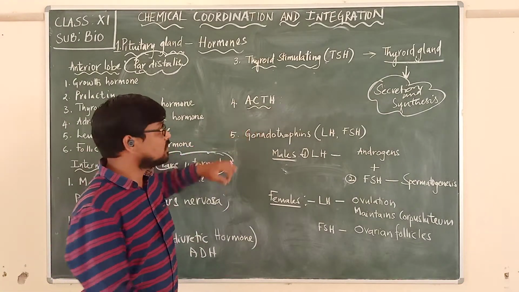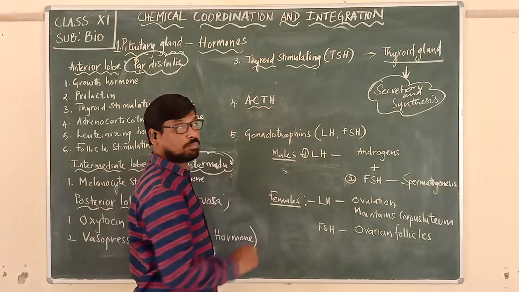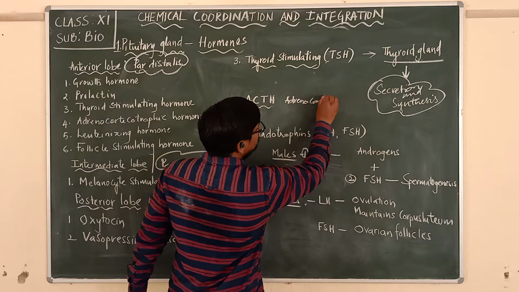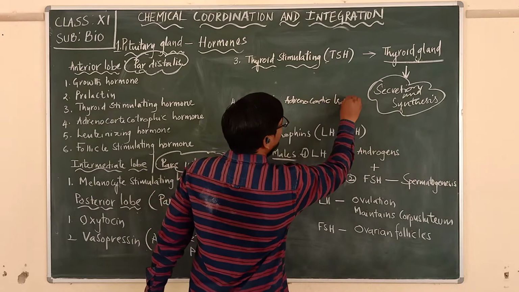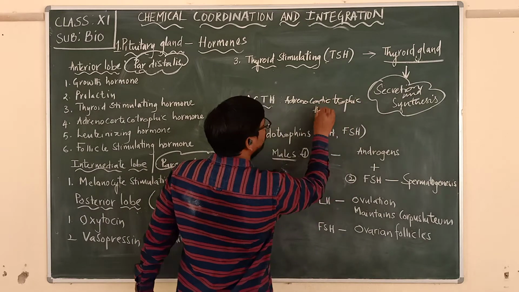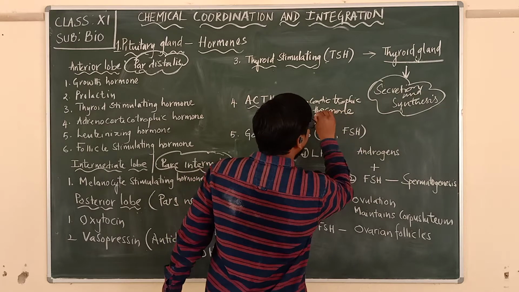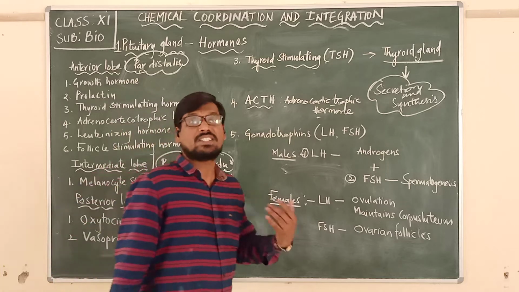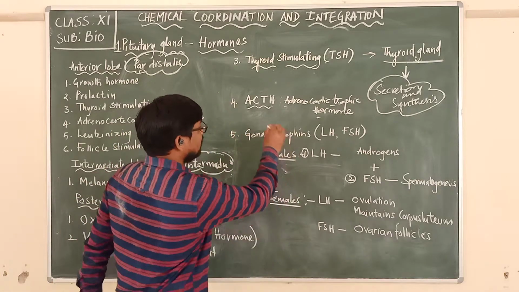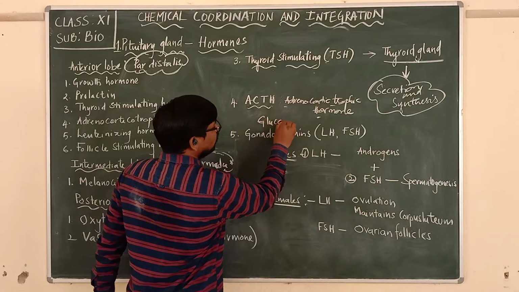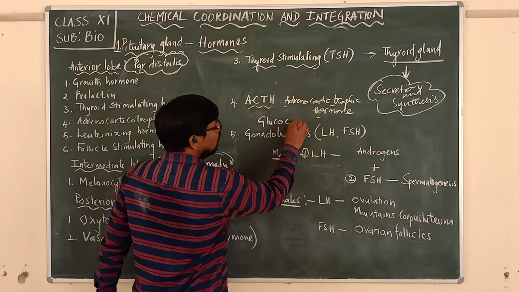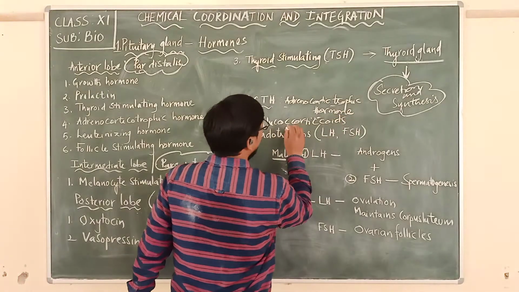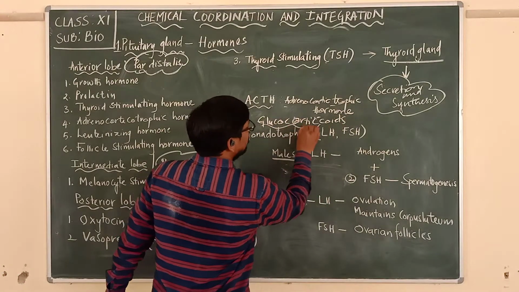Another one is called adrenocorticotrophic hormone. This adrenocorticotrophic hormone also helps in the synthesis and secretion of its respective hormones, called the glucocorticoids. Please remember this, glucocorticoids.